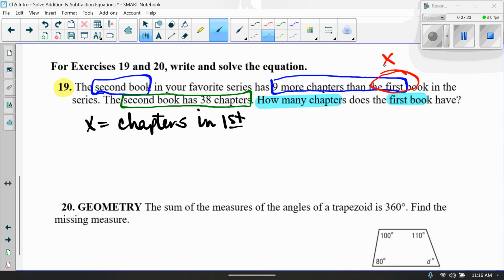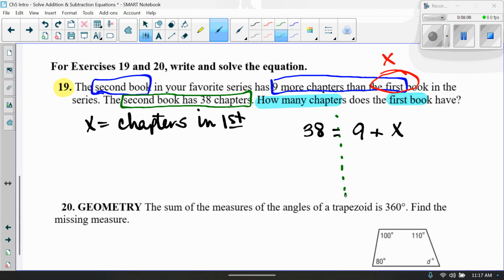Now, how do I write 9 more chapters than the first? So that is going to be 9 plus X. This is 9 chapters more than the first, right? You could also do X plus 9, right? Okay? And that's how many chapters are in the second book, right? Does everybody see it? How many chapters are in the second book? 38. So this, 9 plus X, that is equal to 38. And there's my equation. So now we're going to solve it.